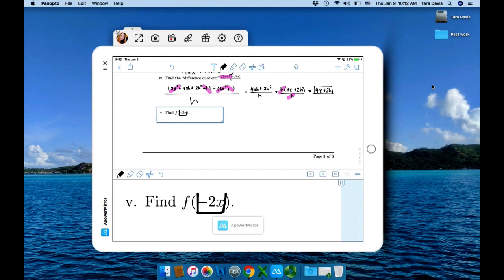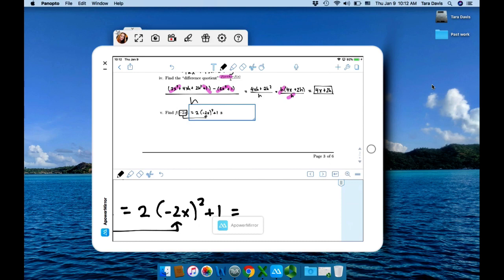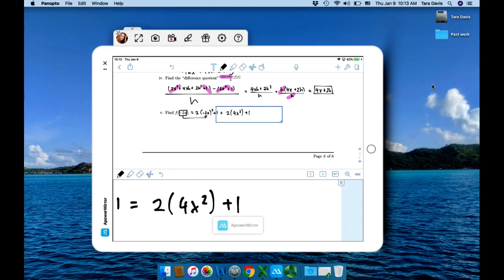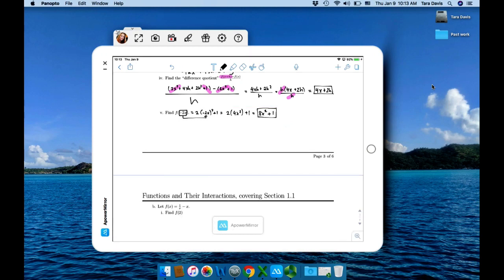So now when I want, for example, f of negative 2x, that's saying that we need to take our equation for our function and plug in negative 2x wherever we see the x. Okay, so that will be, by order of operations, negative 2x squared. If you need to do it on your scratch paper, do it, but that's negative 2x times negative 2x, which is 4x squared, plus 1. I can multiply by 2, and I would have 8x squared plus 1. The 2 is not multiplied by the 1. So please always use parentheses very carefully.